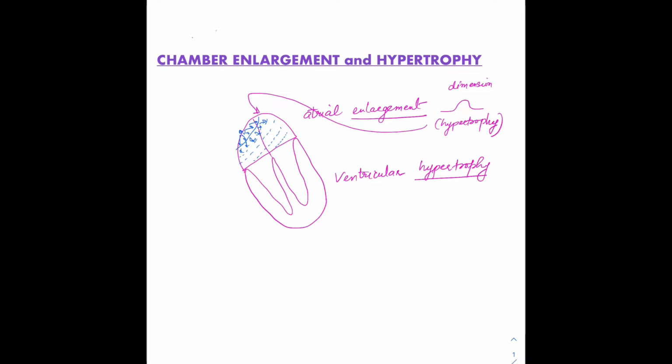Whereas when we talk about the ventricles, the activation of the ventricles occurs from the endocardium to the epicardium. This is something that we've already discussed previously. If you're not clear with that, you can just see my previous videos. So that being said, in case of ventricular muscle increase, we can use the term enlargement or hypertrophy. Okay, but in case of atria, we will use atrial enlargement.